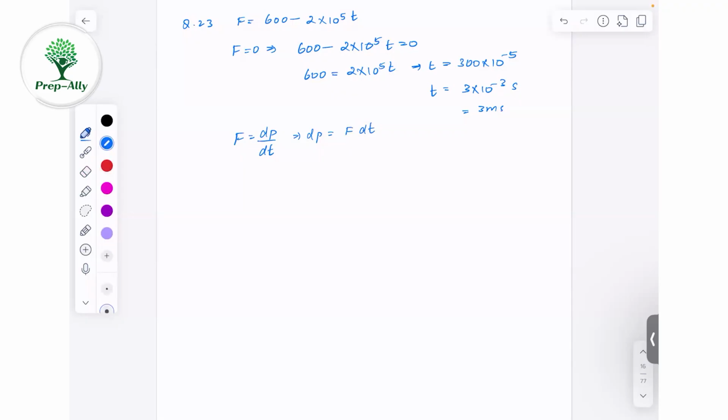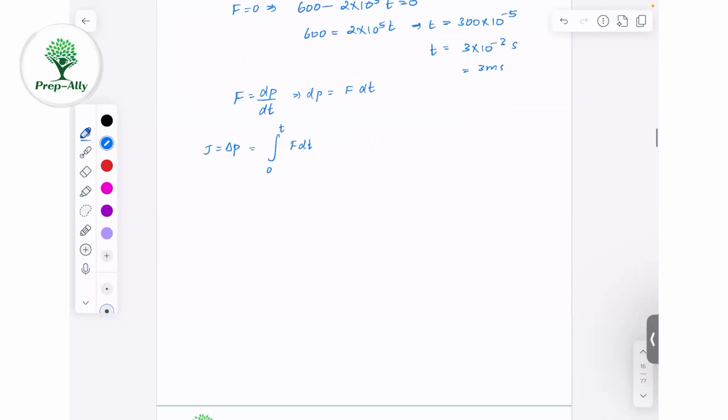So we also know that impulse is change in momentum, which is final momentum minus initial momentum. This value is going to be integral F dt. Initially time is 0 till the time 3 milliseconds. I'm just putting it as t for now. So the average impulse imparted, this is the average value. So average impulse is going to be integral 0 to t. F here is 600 minus 2 into 10 power 5 t. This comes out to be 600 t minus 10 power 5 t square from 0 to t, which is 3 into 10 power minus 3 seconds.